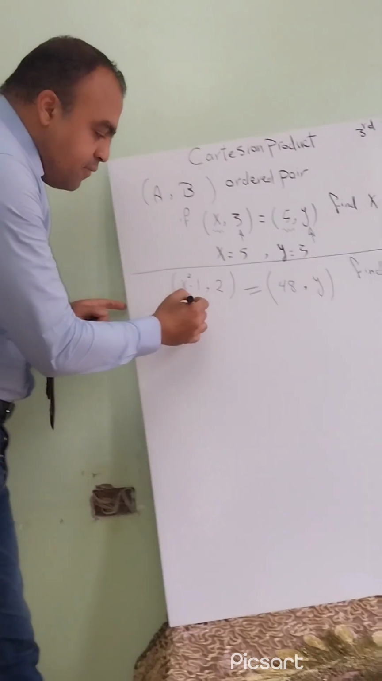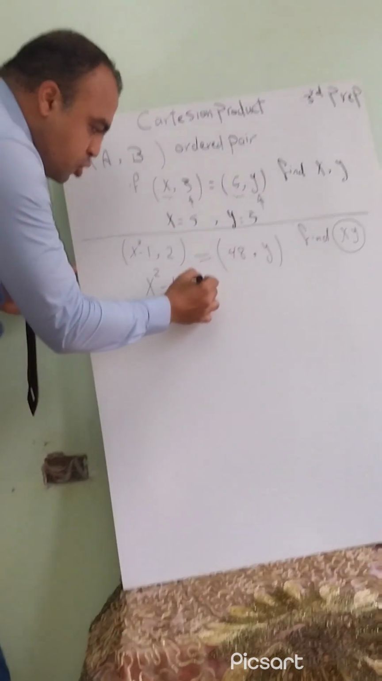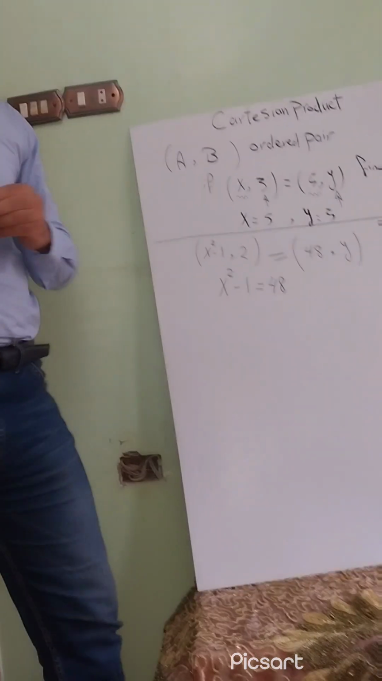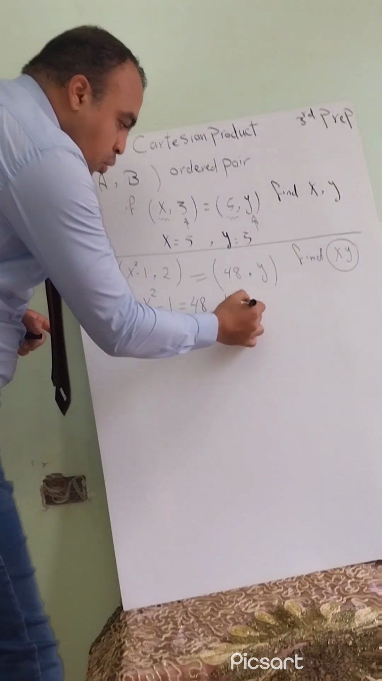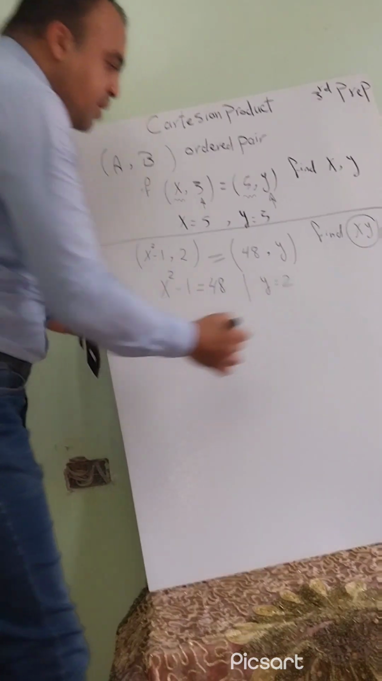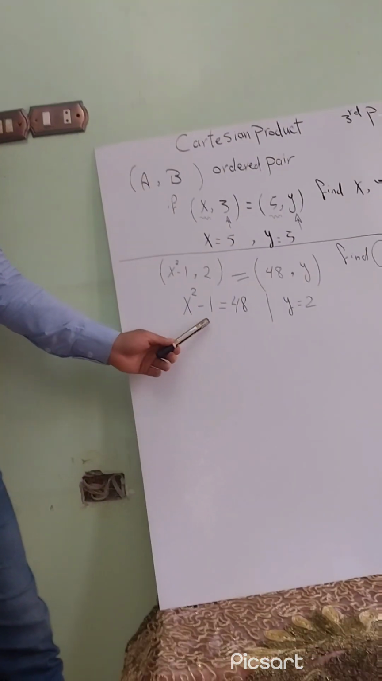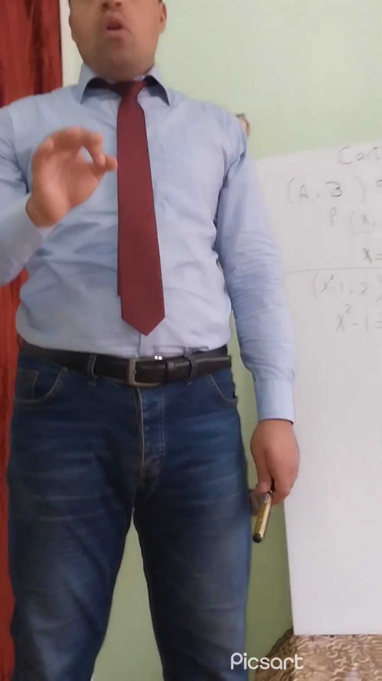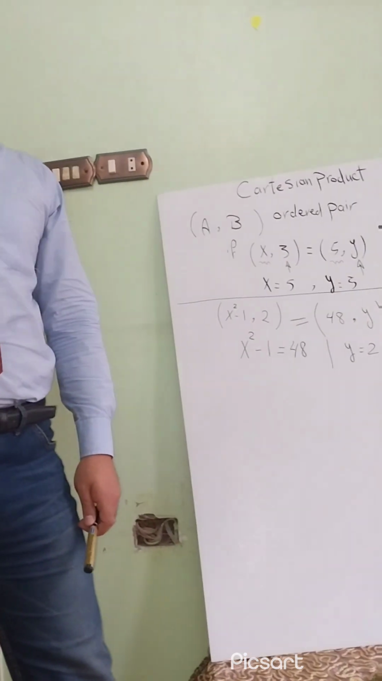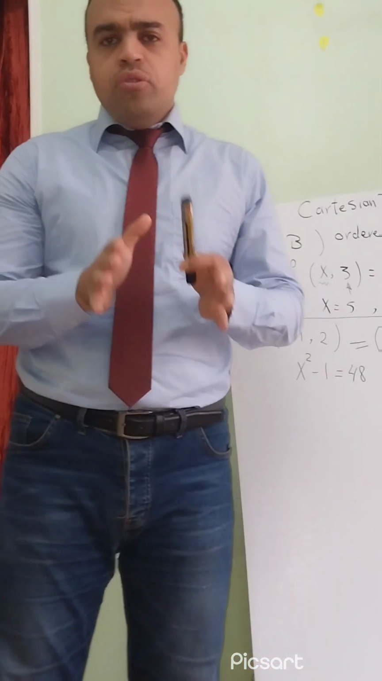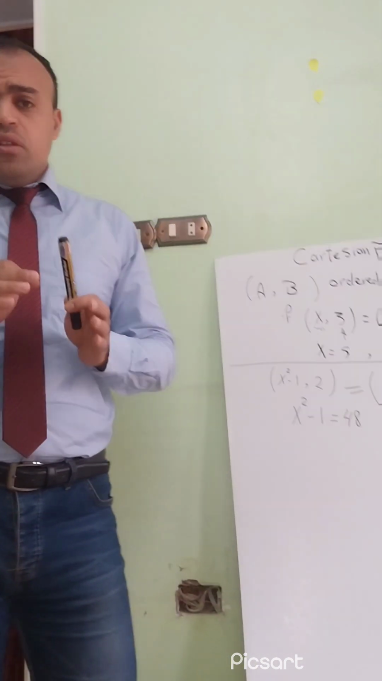يبقى أول حاجة الفيرست بروجيكشن عندي هنا اللي هو الـ x power 2 minus 1 equals الفيرست بروجيكشن عندي هنا اللي هو الـ 48. والسكند بروجيكشن عندي هنا اللي هو الـ y equals السكند بروجيكشن عندي هنا اللي هو الـ 2. خلاص كده أنا جبت the value of y is equal to 2, and from here I will get the value of x. How can I get the value of x from here? I must use the rules of the equations. هحل دي solving as equations and find the value of x.